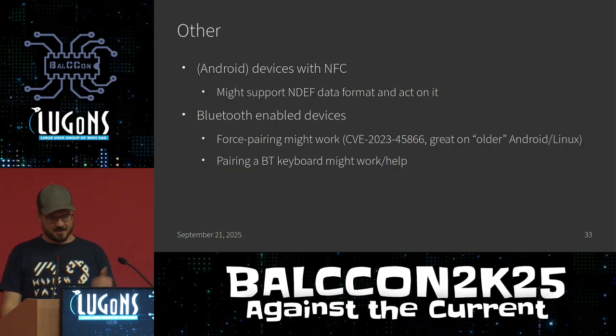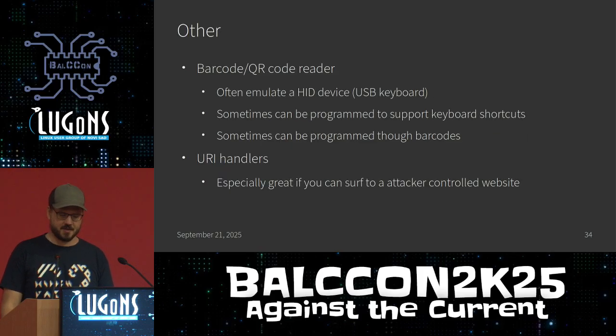And at the end, a category I don't know where to put exactly is just general stuff. NFC can be interesting, because if it automatically processes NDEF messages, it can help you with breaking out. I have a quick demo for that as well. And Bluetooth can be helpful. Sometimes you can even force pair a keyboard without opening a dialog, and it can help you break out as well. Barcode scanners, just a quick mention of that.